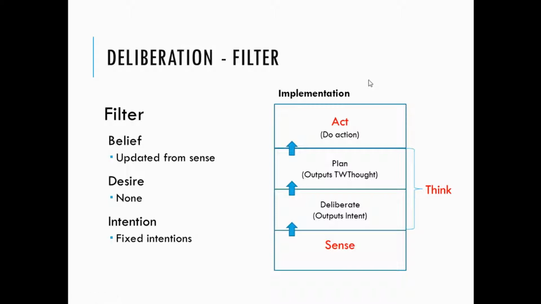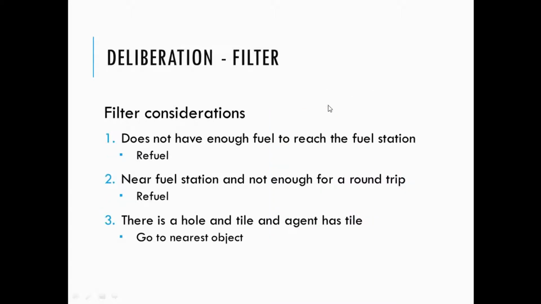For the filter, you output an intention according to the updated beliefs, the desires, and list of intentions. And in this case, there will be no desires, and the intention will be fixed intentions. And how the filter works is that you will first check if the agent does not have enough fuel to reach the fuel station, and hence it needs to refuel. Or next, it is near a fuel station and does not have enough for a round trip, and hence it needs to refuel too. Thirdly, you'll check if there's a hole and there's a tile nearby, and the agent also has a tile, and hence you'll go to the nearest object.